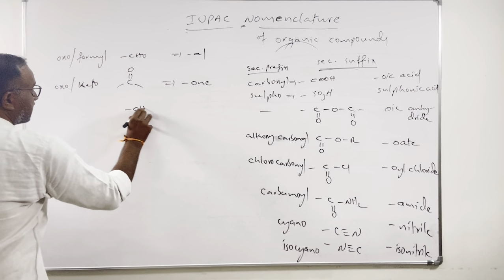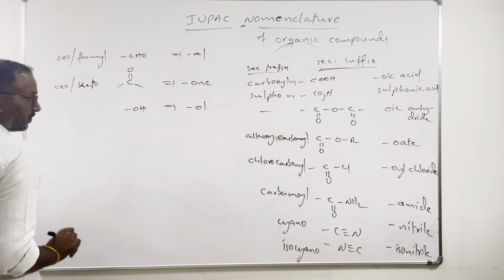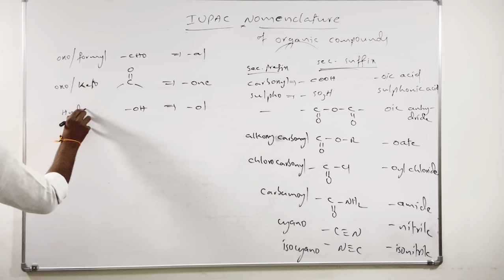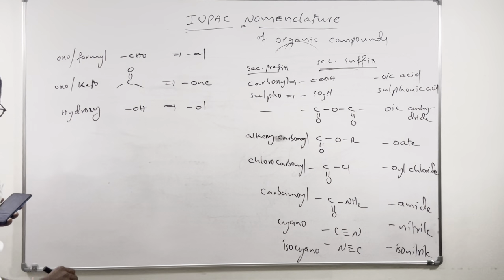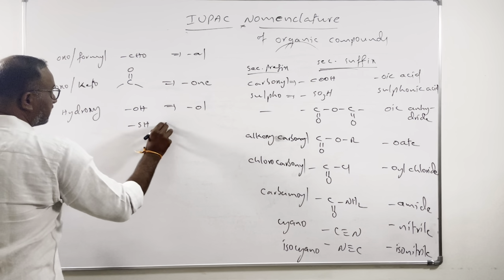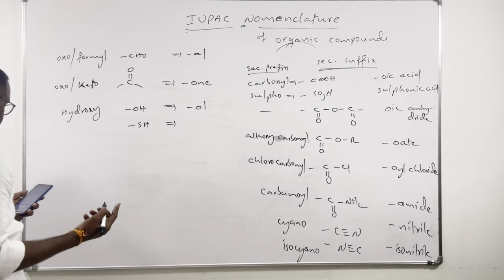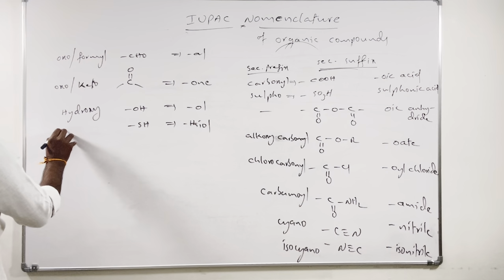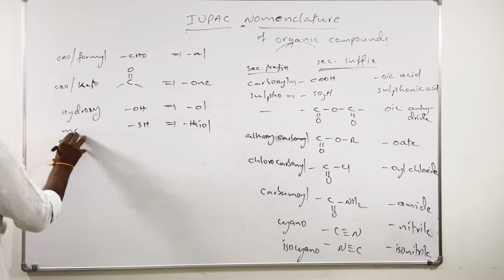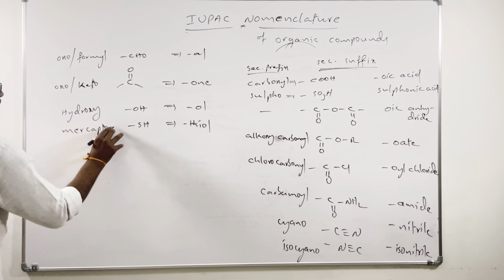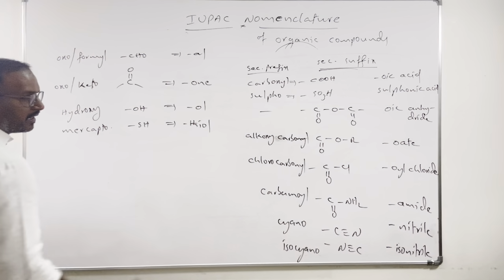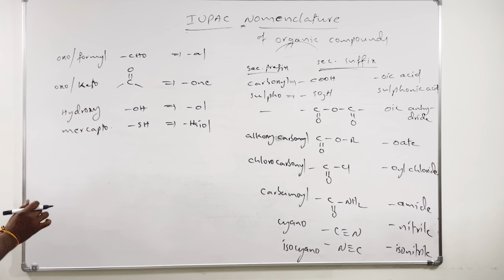If OH functional group is there, if it comes under suffix, we have to say it as ol. If it comes under prefix, as I just told you, we have to say it as hydroxy. And if SH group is there, if it comes under secondary suffix, we have to say it as thiol. And if it comes under prefix, we have to say it as mercapto. If SH group comes under secondary prefix based on this priority order, we have to say it as mercapto.